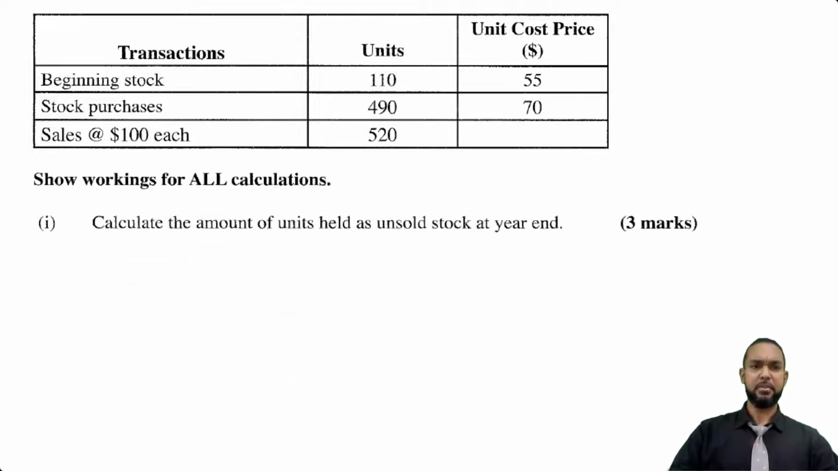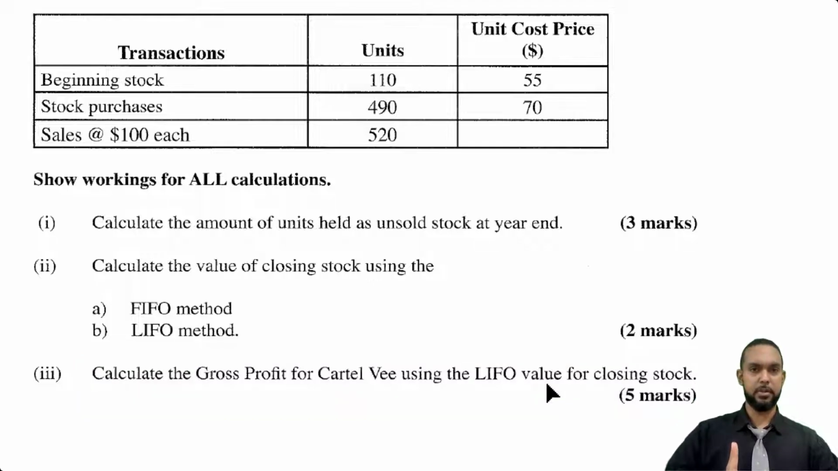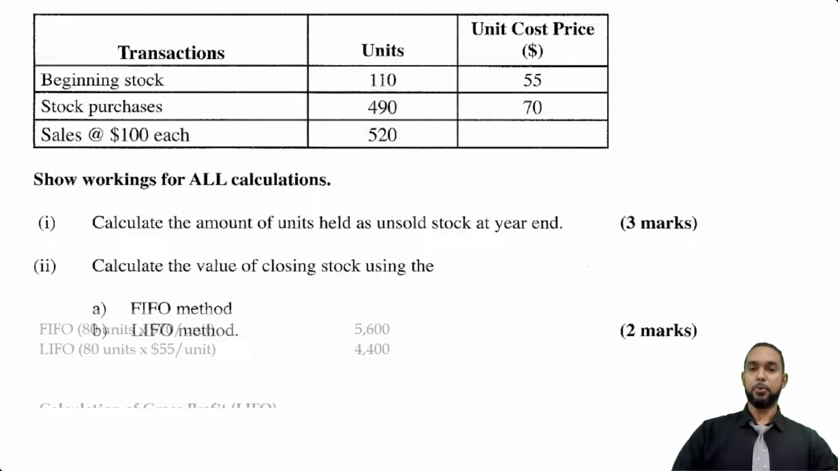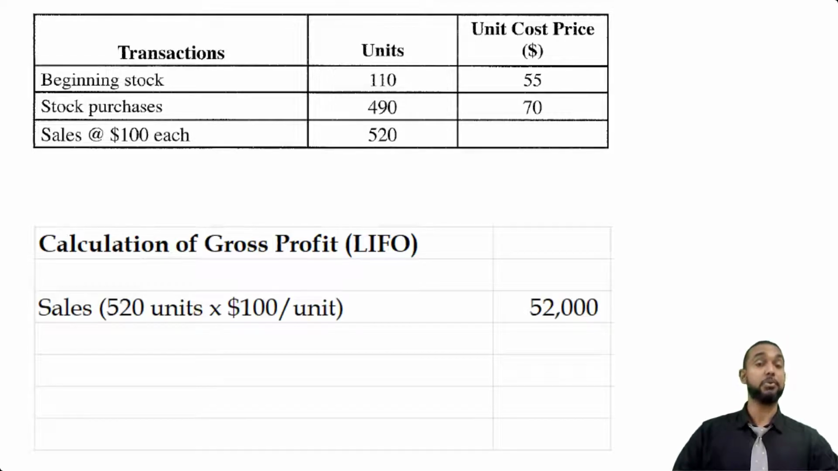Let's take a look at part 3 to this question. Okay, so for part 3, it's telling us calculate the gross profit for Cartel V using the LIFO value for closing stock. All right, cool. Now, hear me on this one, right? So we sold 520 units at $100 each. So our sales revenue will be the product of 520 and 100, which is 52,000.